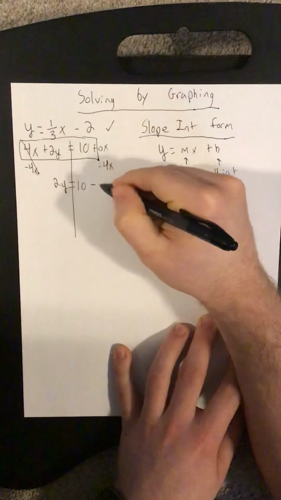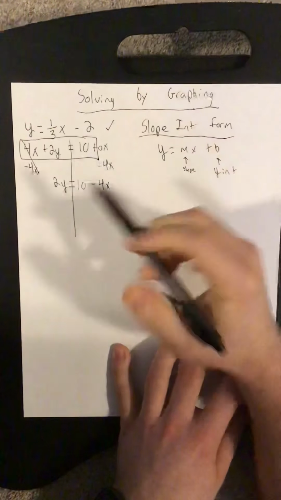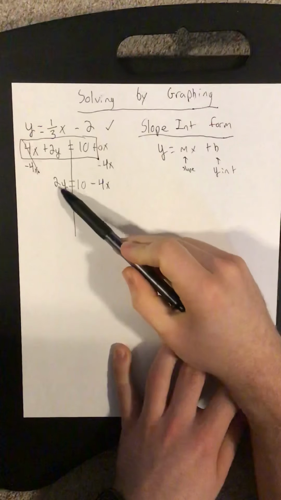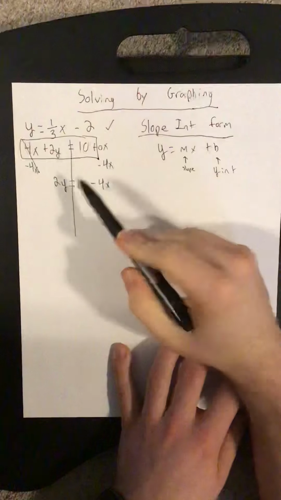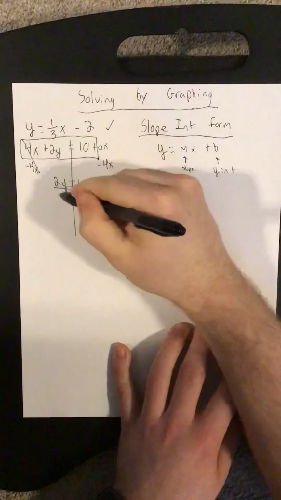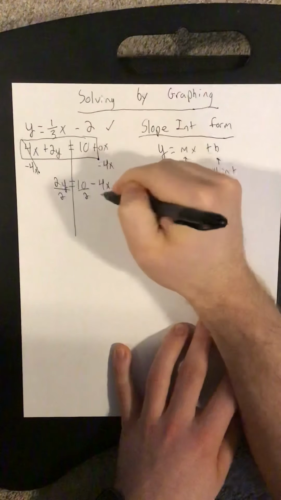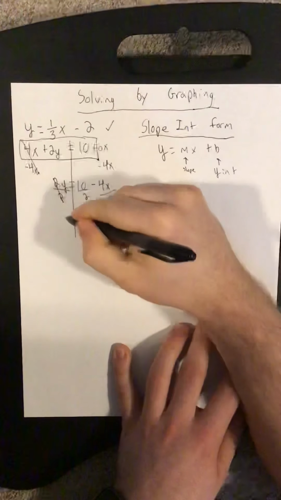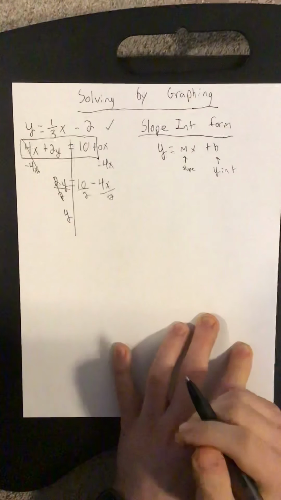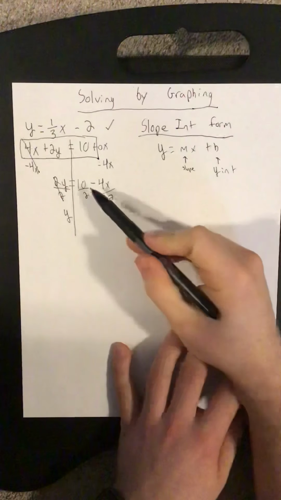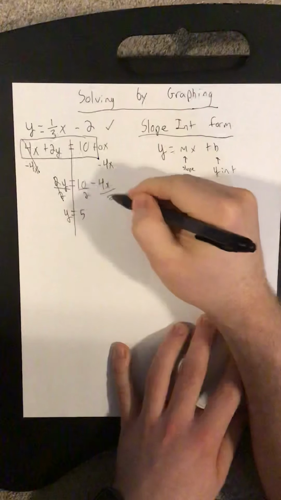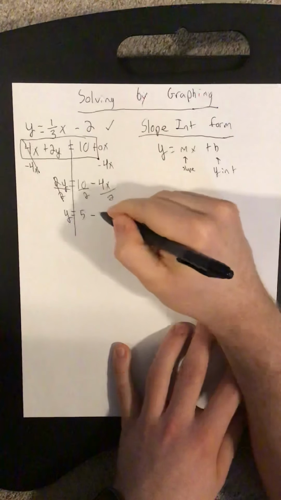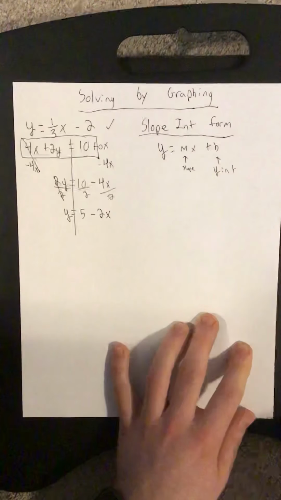minus 4x. Now the y still isn't by itself, it has a 2 attached to it. It says 2 times y equals 10 minus 4x. So to get rid of the 2, we got to divide everything by 2. Cancels out there. We're left with just y on the one side. That was our goal. Now on the other side, 10 divided by 2 is 5. -4 divided by 2 is -2. And then carry down the x. So we're left with y equals 5 minus 2x.